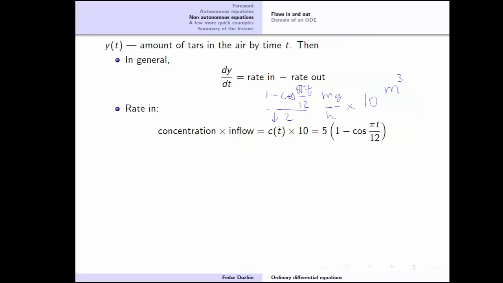Then cubic meters cancel out, which means that the rate of change of the tars is going to be measured in milligrams per hour, which is correct, right? So the units here are milligrams per hour.